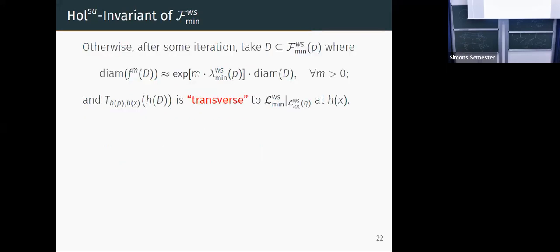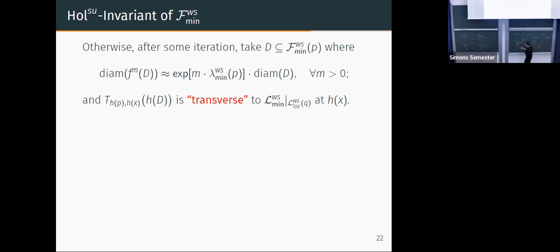Otherwise, I will show that if this is not correct, that is, not holonomy invariant after some iterations, I will have some pictures here. Okay, let me come back to this picture because this is very helpful. Right now I have some foliations here, and also some foliations at Q. I don't know these two foliations, maybe the dimension is even not the same. I don't know, but it's locally defined.